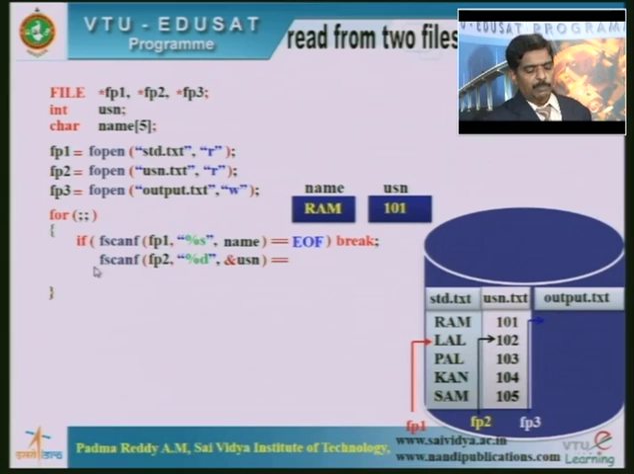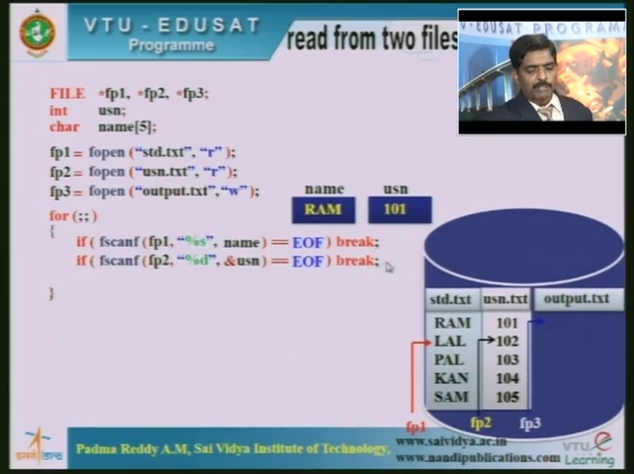Now here, suppose the function fscanf returns end of file. If it is equal to end of file, we break. Now in this example, is fp2 pointing to end of file? No. So break will not be executed. Control comes to the next statement.